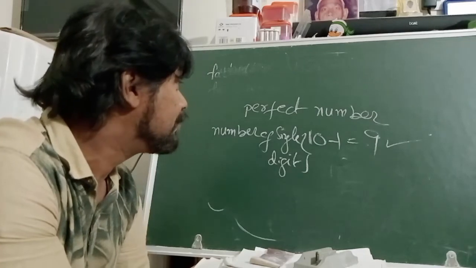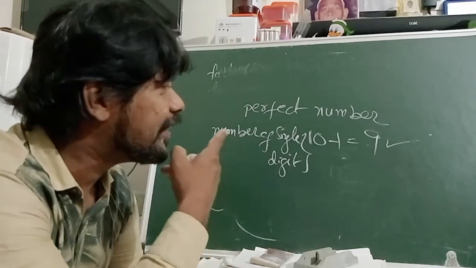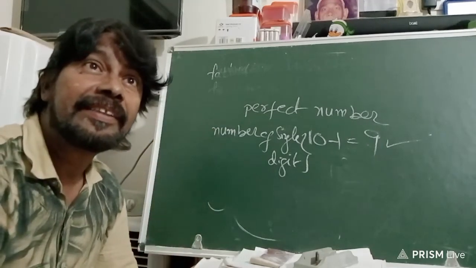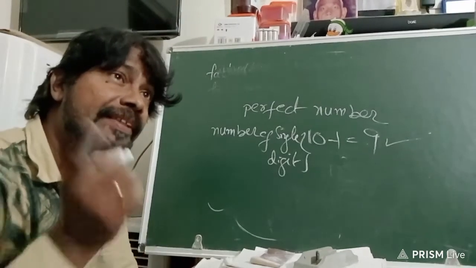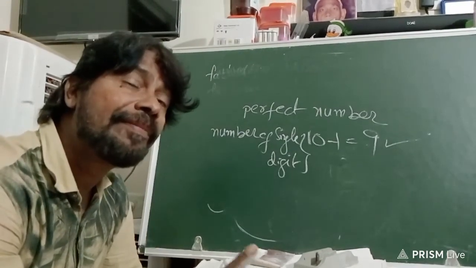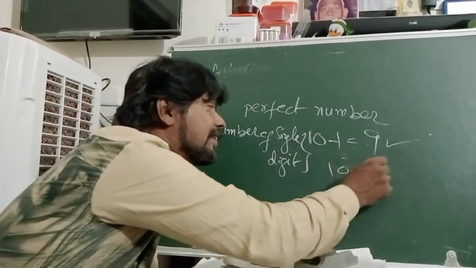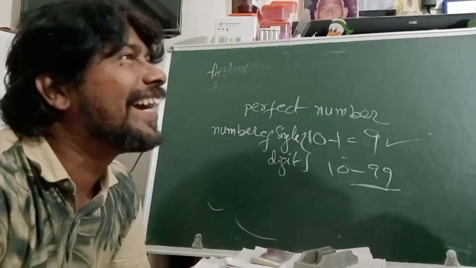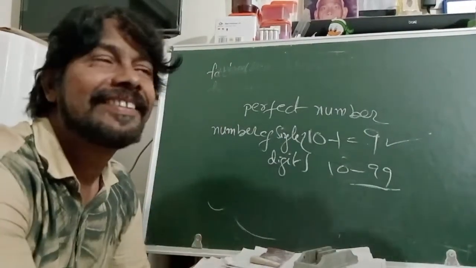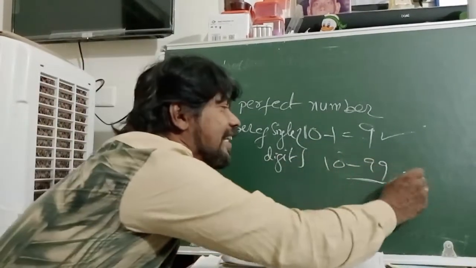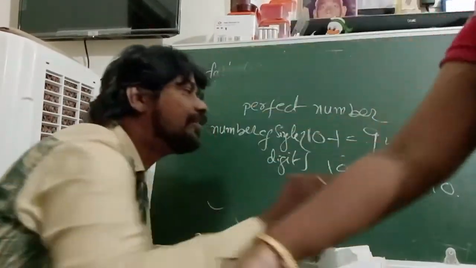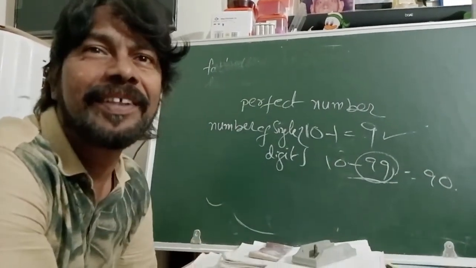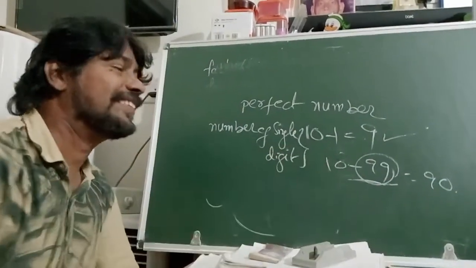Single digit numbers: the last number is 9, so 10 minus 1 is equal to 9. Two digit numbers start from 10 and go up to 99. So totally we get 90 numbers: 99 minus 10 is 89, 89 plus 1 is 90.